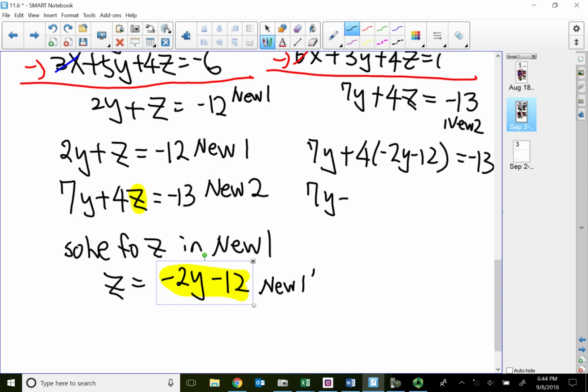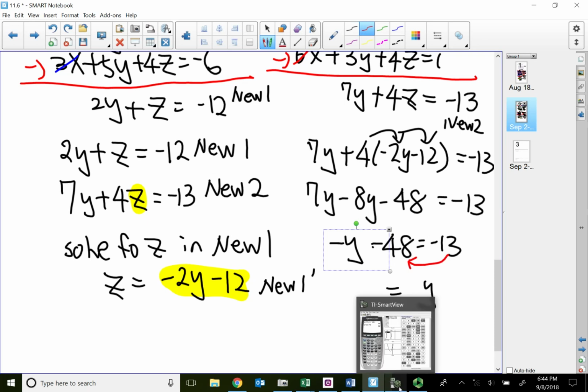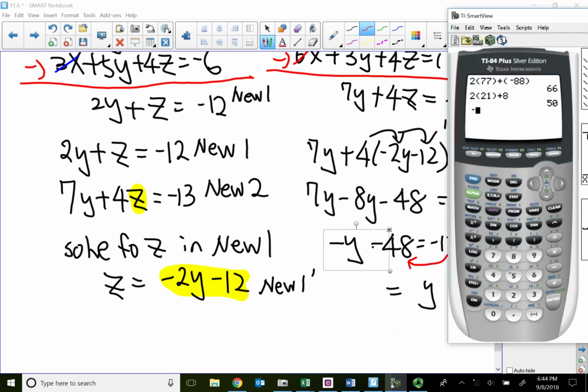That's 7y minus 8y minus 48. Quick distribution, equal to negative 13. So 7y minus 8y is negative y minus 48 equal to negative 13. So I'm going to move my negative y to the right. Move my negative 13 over, so that's negative 48 plus 13. So that gives me negative 35 for y.